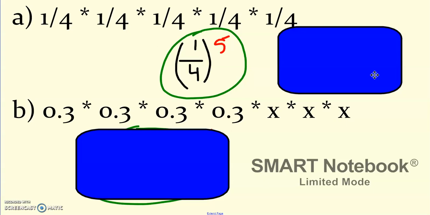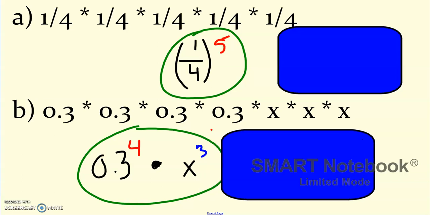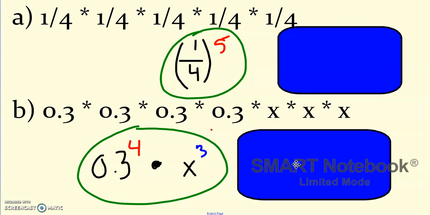Likewise for B, this is a little bit different. We have 2 different bases here, but it's okay. We're going to still write it as multiplication since every single term is getting multiplied. So we have 0.3, that's going to be one base, and we have x as the other base. Well, I notice I have 0.3 4 times, and I notice I have x 3 times. So it's going to be 0.3 raised to the 4th times x to the 3rd.